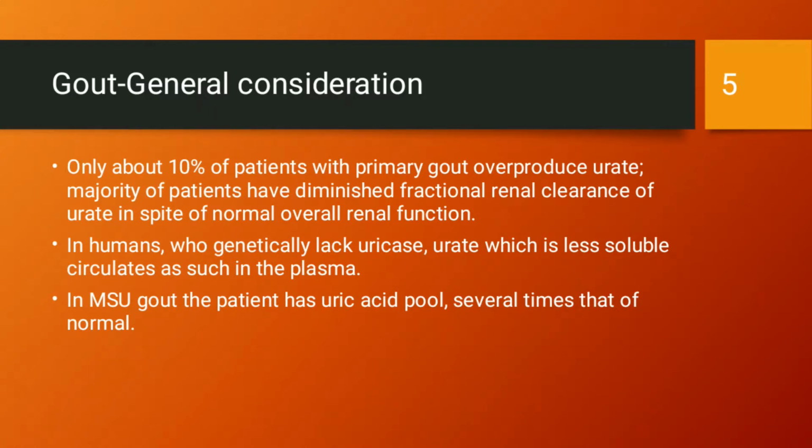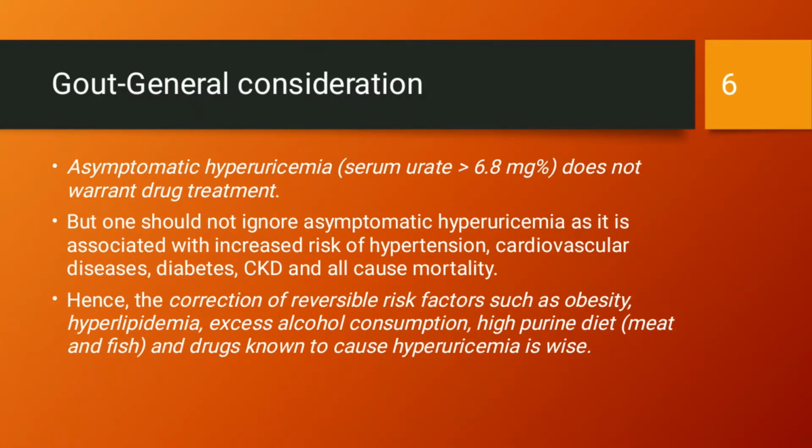Okay, in MSU gout, the patient has a uric acid pool which is several times that of normal. So asymptomatic hyperuricemia, where serum urate is greater than 6.8 milligram percent, does not warrant drug treatment. So what does asymptomatic mean? There are no symptoms of the hyperuricemia, and the serum urate level is greater than 6.8 milligram percent. This value can be found with a pathological test. So in this condition, we don't need to give any kind of drugs.